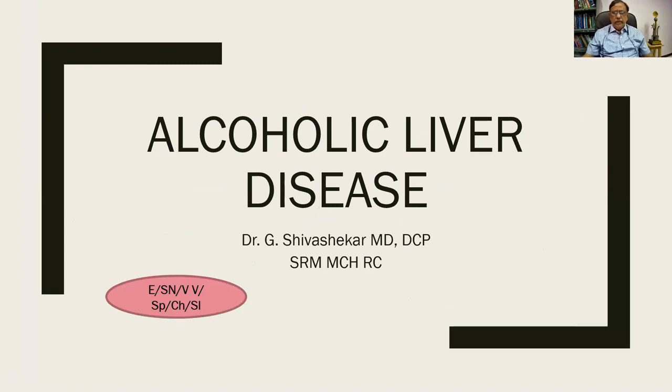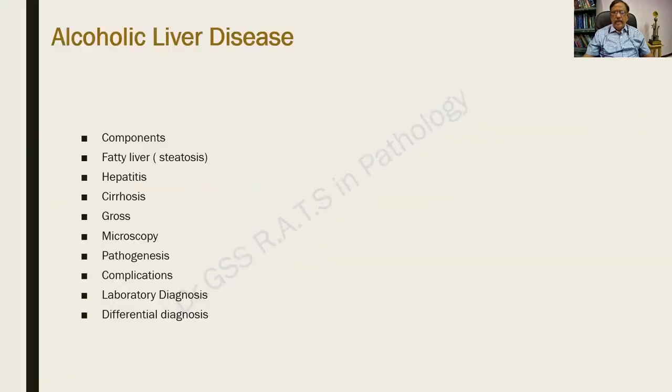Good. The topic is alcoholic liver disease. And it can come to us as any of these: an essay, a short note, a viva voce, a specimen for discussion, chart, or a slide. And these are the subheadings under which we shall be dealing. Many of these can be independently asked as questions. So please do follow the class.